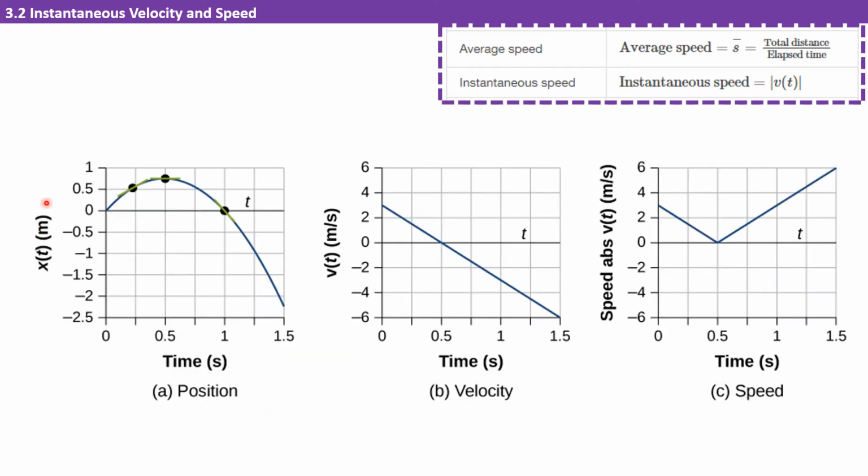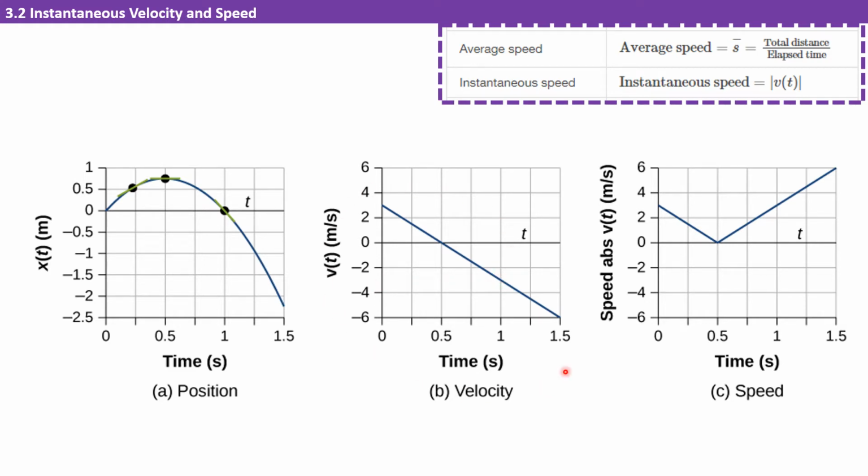So anytime you have a plot of position versus time, you can take the slope at any one instant and figure out what that instantaneous speed is. So here's a positive slope, so we get a positive velocity at a quarter of a second. Then at half a second, we have a zero slope, so our instantaneous speed is 0. And then down here at 1 second, we have a negative slope. So in this case, at 1 second, we have a negative velocity. That's the instantaneous velocity of, let's say, -5 meters per second.